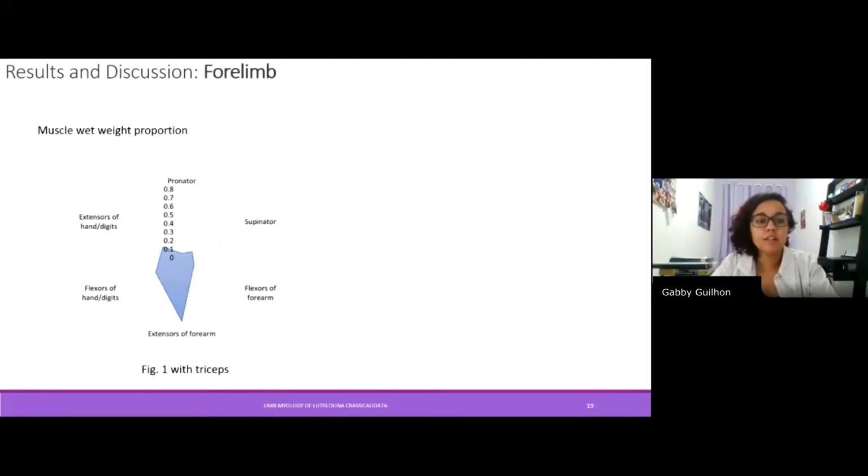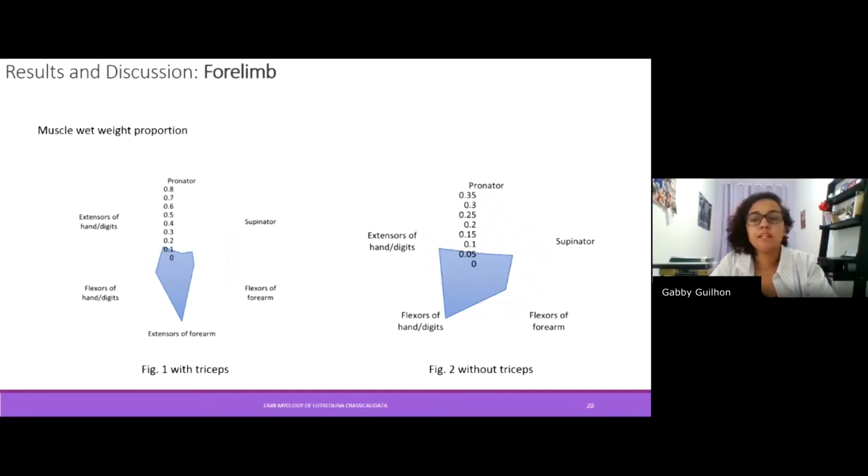And here we have the analysis of muscle wet weight proportion. So it shows us that the heaviest muscle was the triceps, as expected, represented by the extensors of the forearm in the first charts, and its high influence in terrestrial locomotion. For that reason, we made a second chart without the triceps muscle, as it could be hampering the weight distribution of the other muscles. So this showed the difference in the other muscle groups, showing flexor and extensor muscle groups bigger than the others. So this could be related also to handling food action.